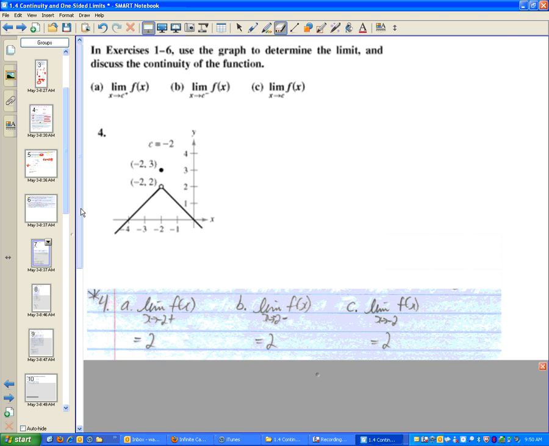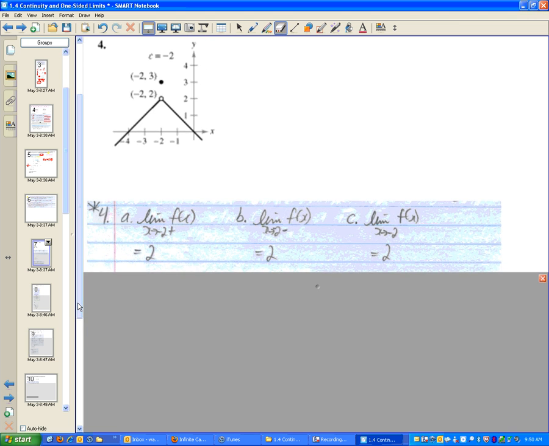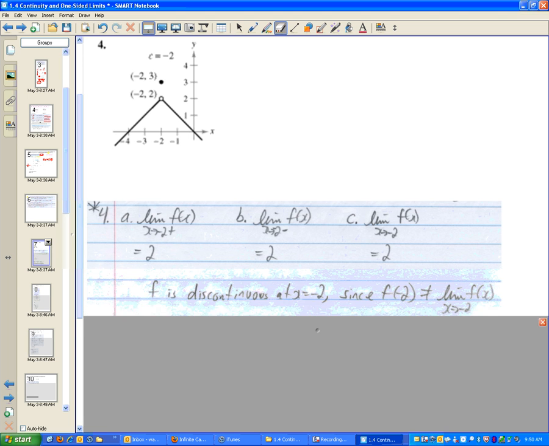The directions also said discuss the continuity of the function. It's easier to discuss continuity by actually discussing discontinuity. Does that function have any discontinuities? Yes. At x equals -2. F is discontinuous at x equals -2.